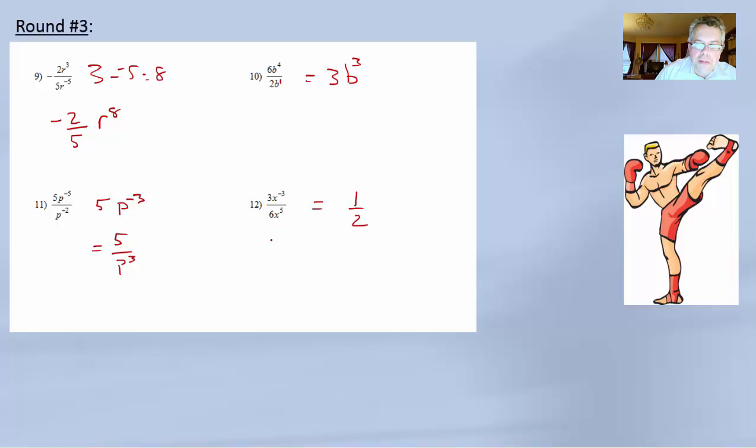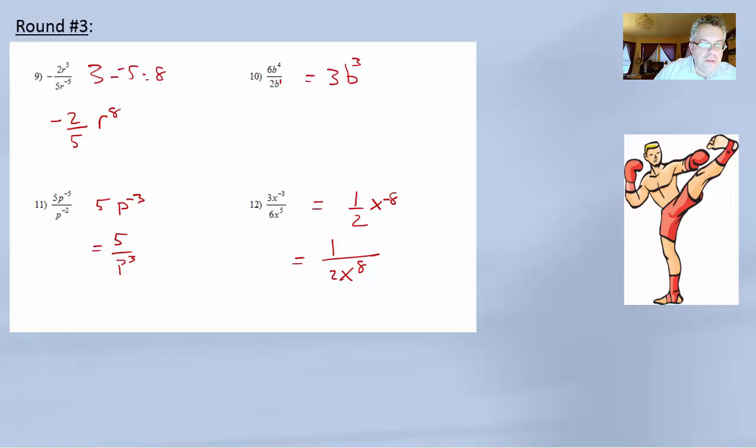Okay, so you can use the ABC key to reduce that. When we subtract the exponents, negative 3 minus 5 is negative 8. So I see that I'm going to have an x to a positive 8 in the denominator. So we're going to write this as 1 over 2x to the 8th.